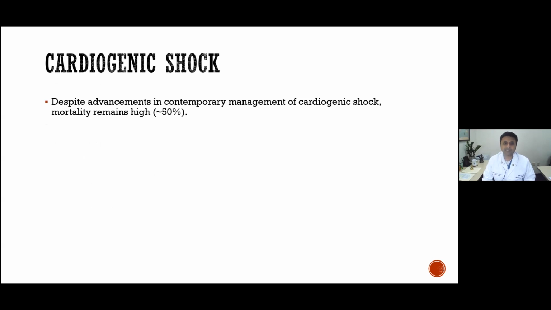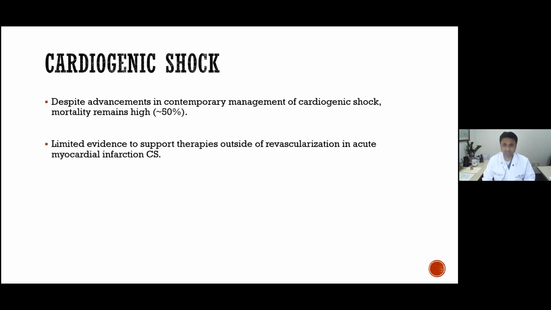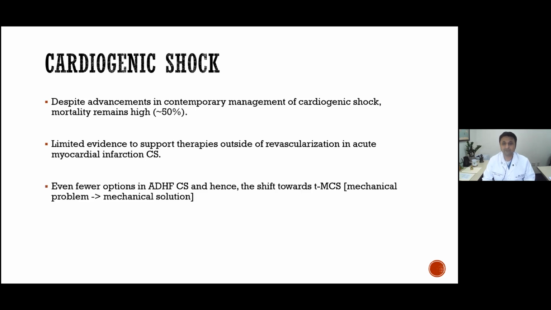So as we know in cardiogenic shock, despite the advancement in contemporary management of cardiogenic shock, the mortality remains high. Depending on what cohort you look at, it's roughly about 50% mortality during index hospitalization. There's limited evidence to support therapies outside of revascularization in those presenting with acute MI cardiogenic shock that actually make a difference, and even fewer options in decompensated heart failure cardiogenic shock, and hence the shift to temporary MCS. The idea being that if cardiogenic shock is a mechanical problem, then a mechanical solution in the form of temporary MCS is what we should be providing for these patients.